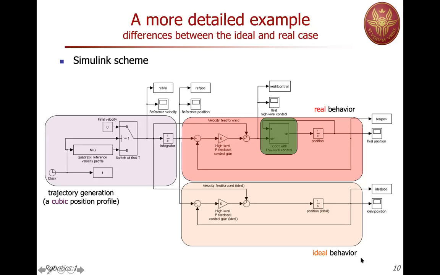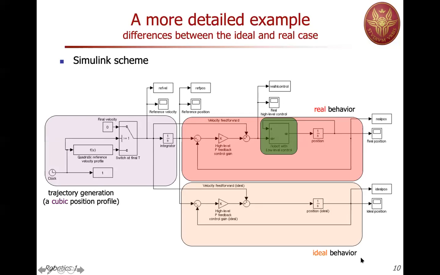So the three large blocks, which are exploded then, are the violet one on the left, which is the generator of the cubic position profile. So we are using the cubic position profile with faster and faster velocity, probably.